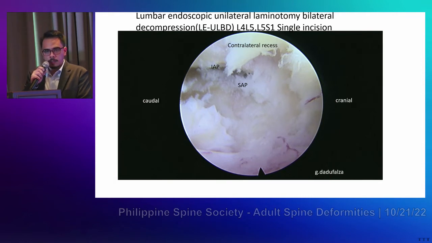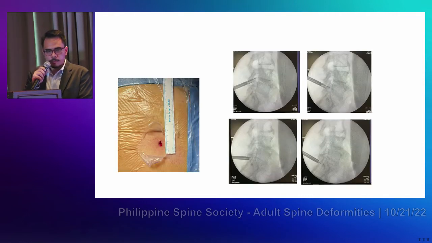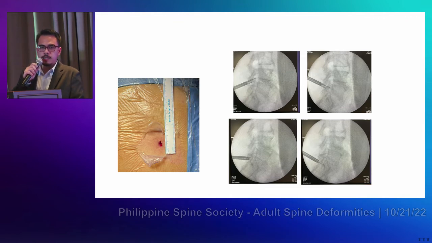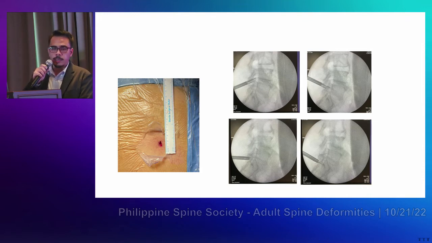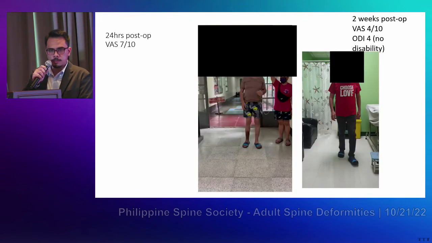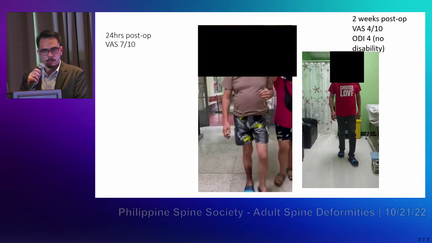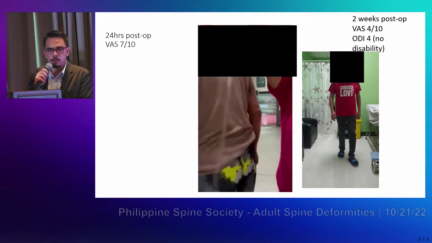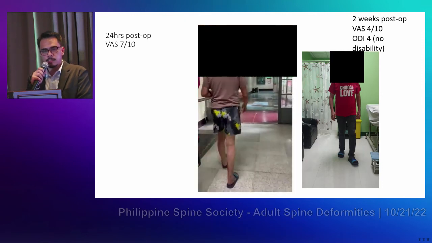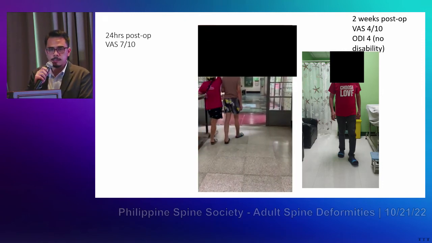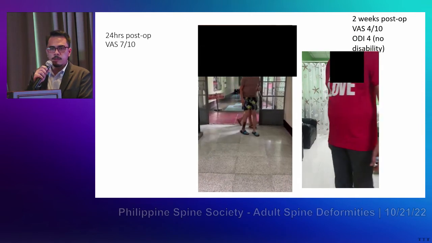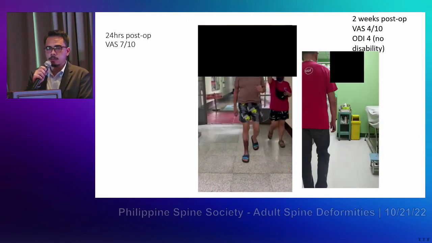So this patient, post-op, you can see a 7-millimeter incision, and on radiograph, you can see evidence of good pedicle to pedicle decompression. At 24 hours post-op, the patient is allowed to go home without any assistive devices and no need for a brace. And at 2 weeks follow-up, there's improvement in the VAS score and ODI.